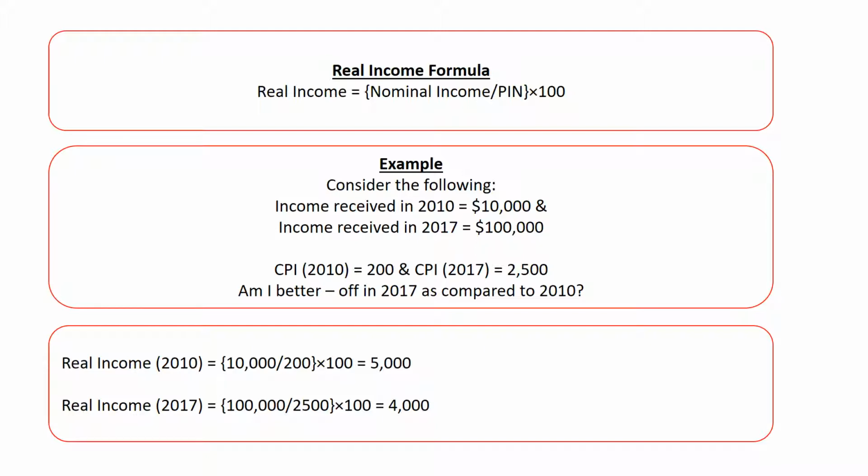What is my real income in 2017? $100,000 divided by the price index number, which is 2500, and this expression times 100 gives me 4,000. So what we realize is, once we adjust for prices, my real income, or what my income can buy in 2017, is less than what it could buy in 2010, though in nominal terms my income increased 10 times. So this is how we use prices to determine the purchasing power of income, or real income.